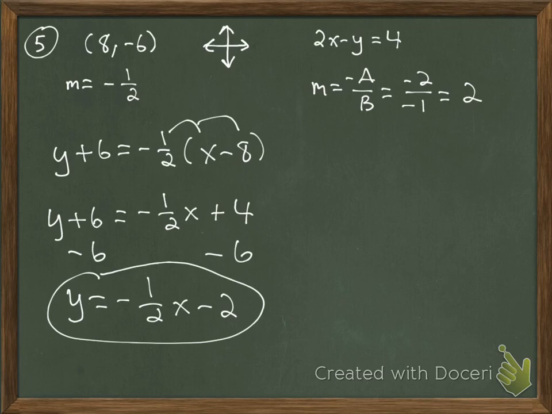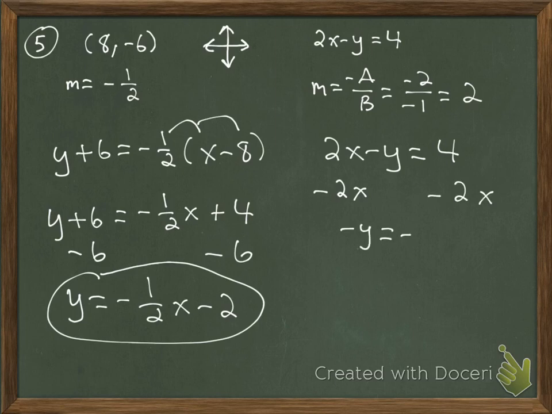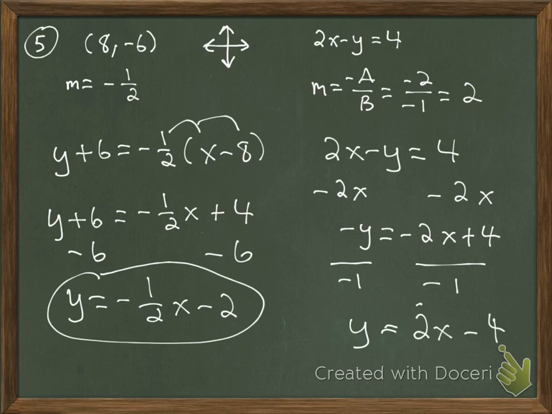To get the slope, you also could have taken 2x minus y equals 4 and put it in slope-intercept form by subtracting 2x. -y equals -2x plus 4. Then dividing by -1. y equals 2x minus 4. And that would be your slope. You can always put it in slope-intercept form. That's fine. I just like doing m equals -a over b because I think it's faster. Okay.